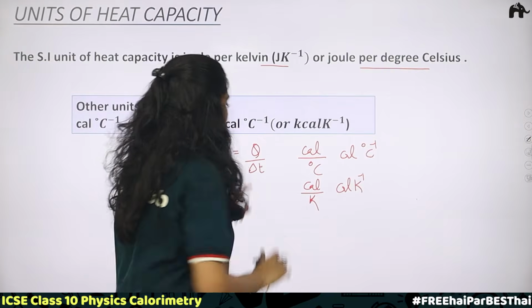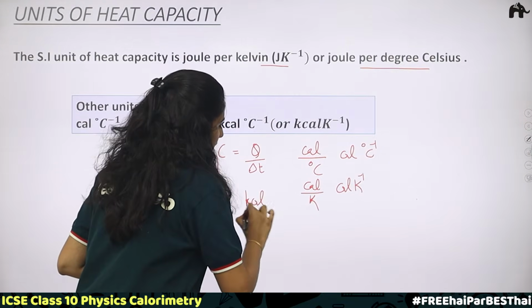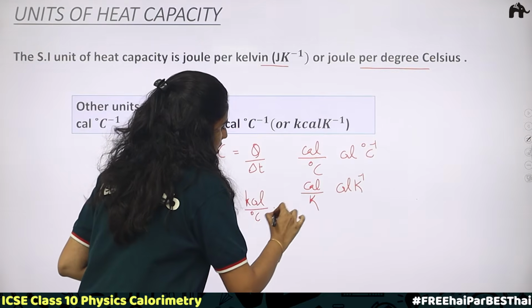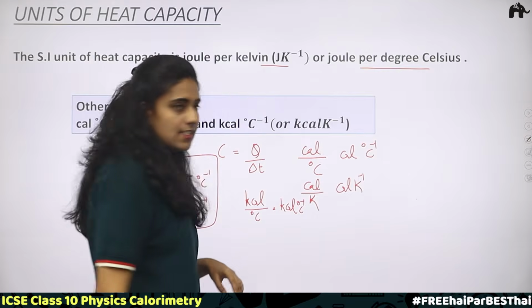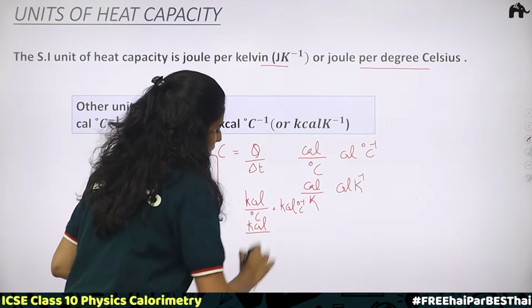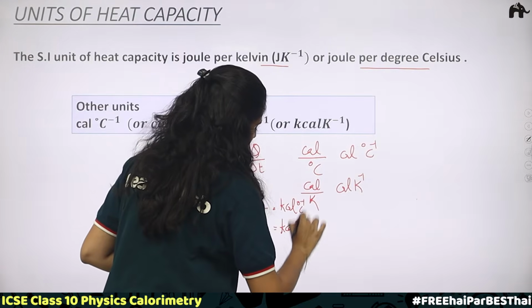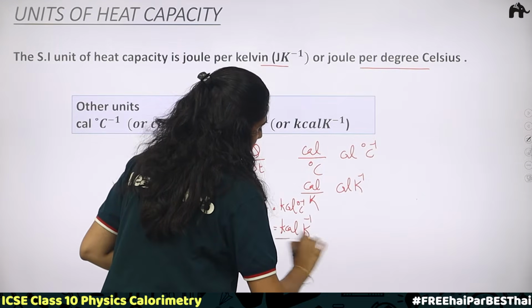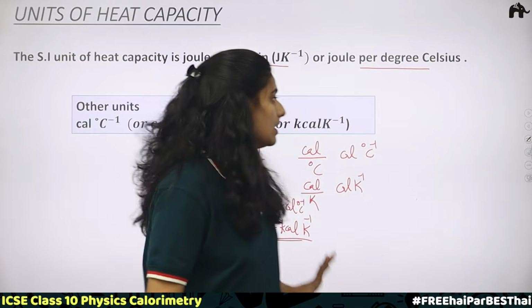Next, if you are taking heat energy in a bigger unit, that is kilocalorie, then kilocalorie divided by degree Celsius, or kilocalorie degree Celsius inverse. Heat energy in kilocalorie and temperature in Kelvin gives kilocalorie Kelvin inverse. These are the possible units of heat capacity. Now let's see the conversion.